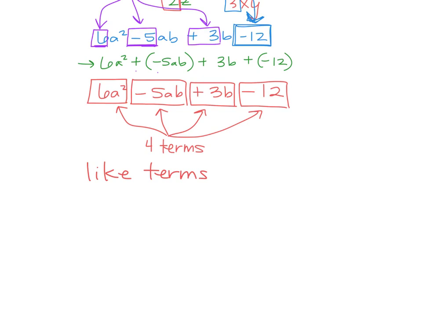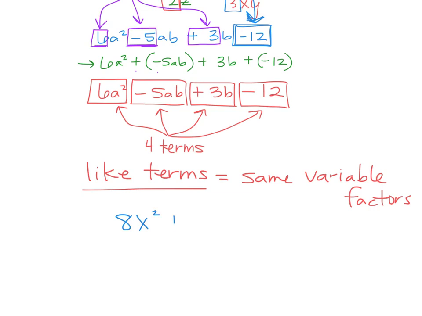Right. So you're looking for terms, the different pieces of our expression or of our equation, that have the same variable factors. In other words, the variables that come behind our numbers are identical. So like terms would be if I said 8x squared plus 11x squared. We would say those are like terms because they both have an x squared, so you're allowed to add those together.